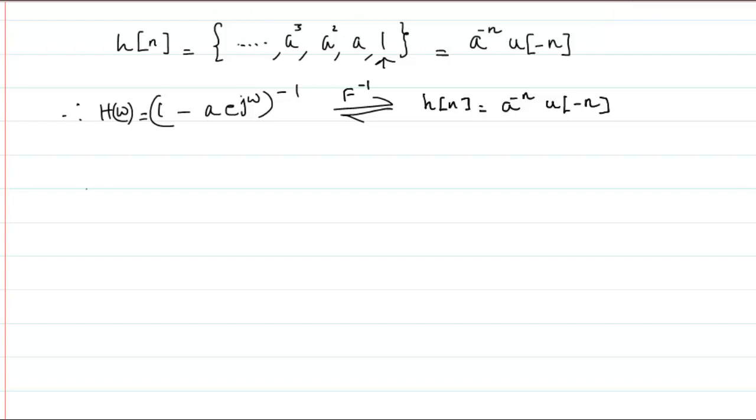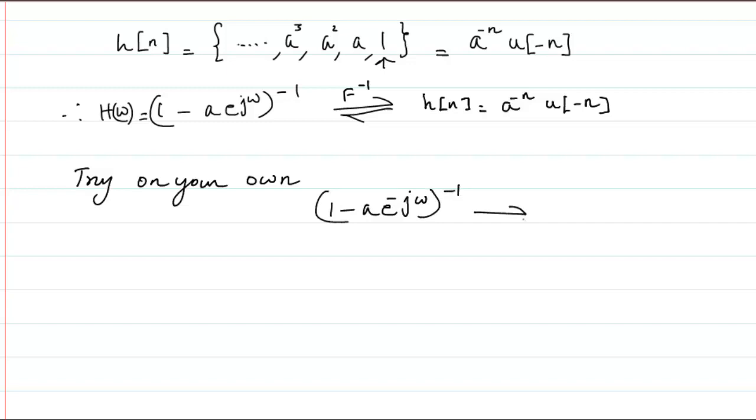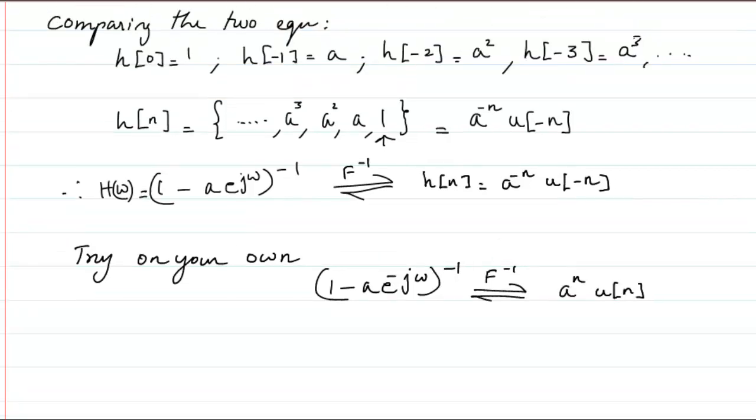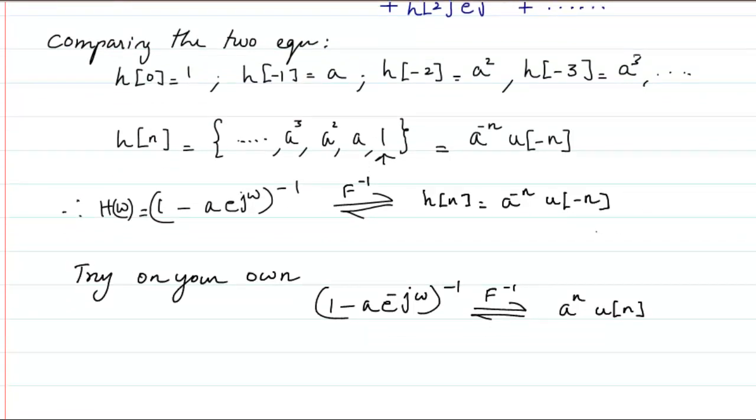Now similarly you can try on your own. To find that 1 minus a e raised to power minus j omega inverse will have a Fourier inverse of a raised to power n u of n. Okay, so you can check that, try on your own. So here we have completed this much.